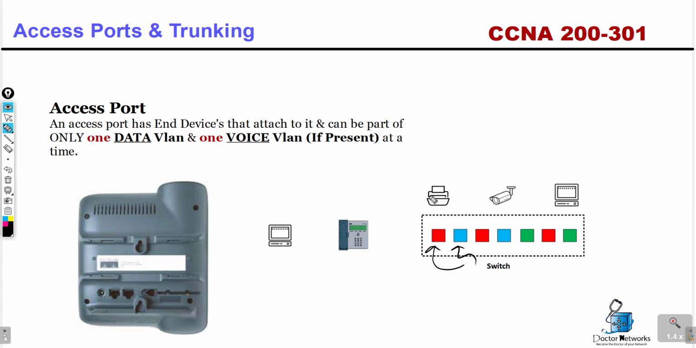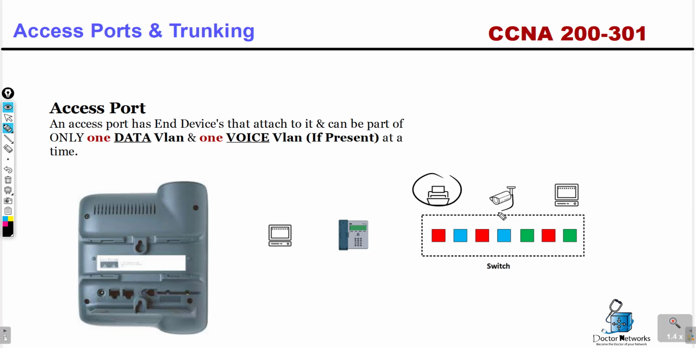As soon as I connect this IP printer to this first port, it is in VLAN red. So now it can talk to all VLAN reds, meaning if it sends a broadcast, the broadcast is received by the switch, and the switch sends that broadcast to all the red ports. That's pretty straightforward, and this is called an access port for this end device. This is an access port for the printer, and it's in VLAN red.